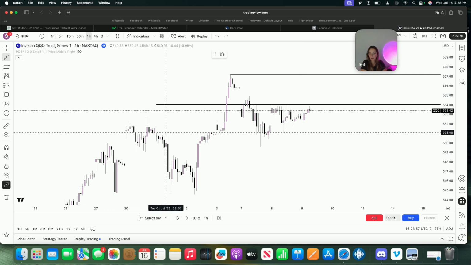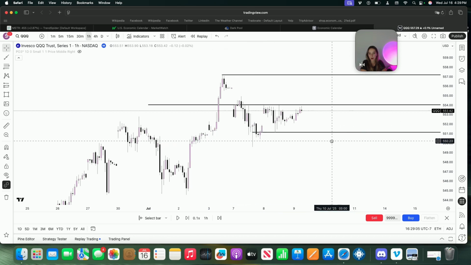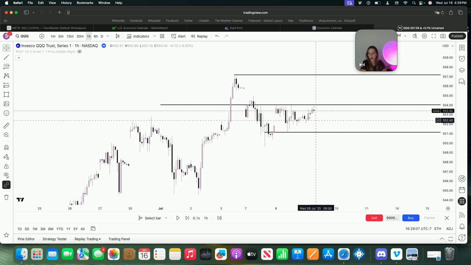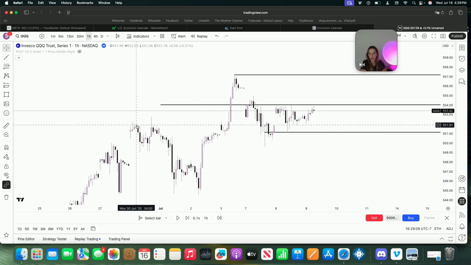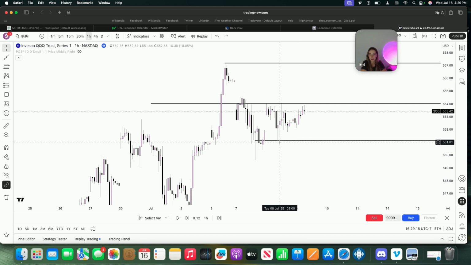The next level would honestly be yesterday's lows, because we could tap into that area once again as well. That would be my next support area, and there might be a few other areas that would be great to mark out for support, maybe this 552.19 area. But for right now, this is going to be the most steady support level.